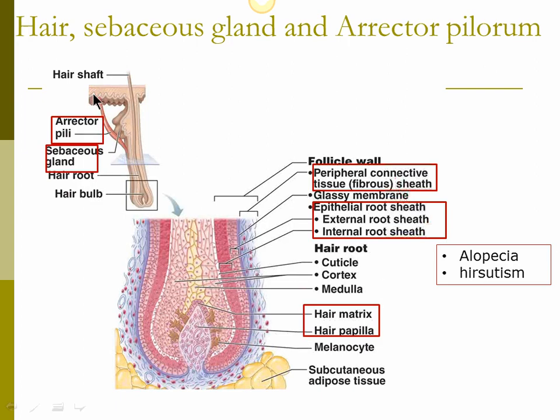So here you can see the erector pili, here is the sebaceous gland, here is the hair and the root, and this lower end of the hair is called the bulb. And you can see when it straightens out, it will squeeze it and pour into that. The gland doesn't always have to be stimulated when the hair becomes straight. They can occur independent of each other.